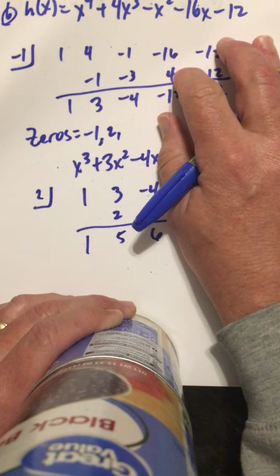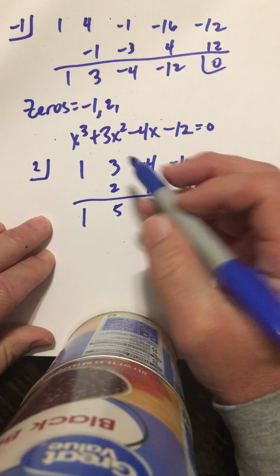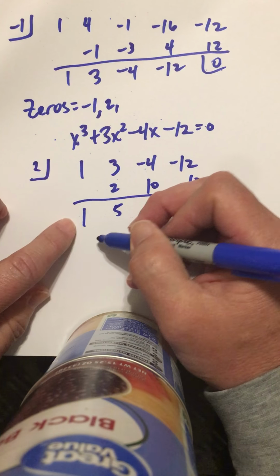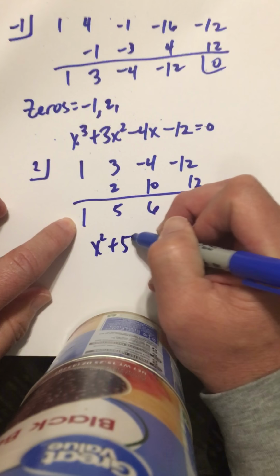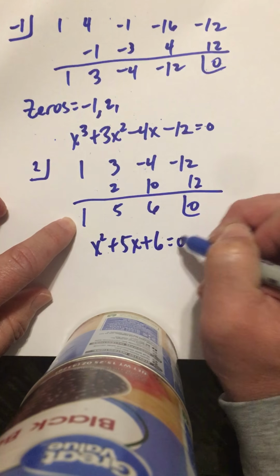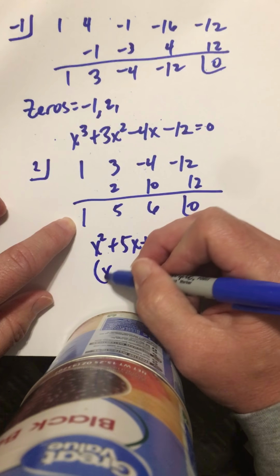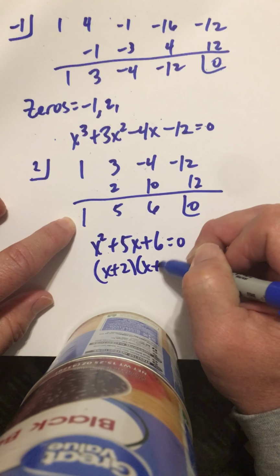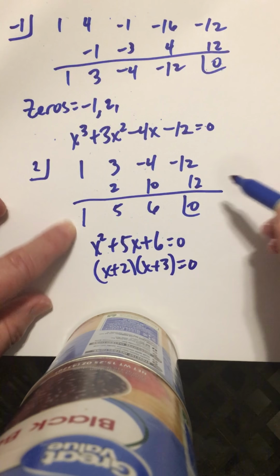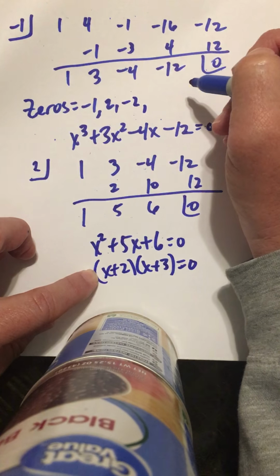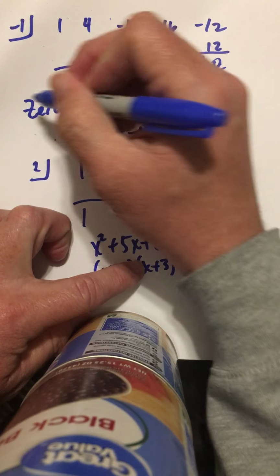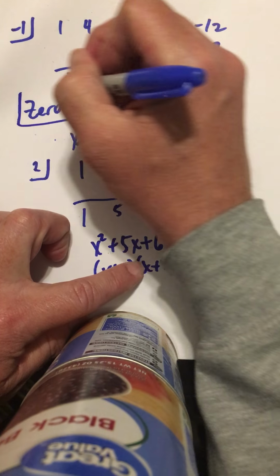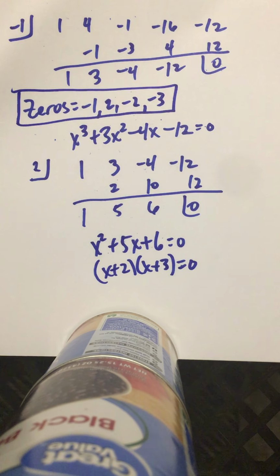To find the other zeros, that was x to the 3rd, so this is x squared plus 5x plus 6. Set it equal to 0 and solve. That factors nicely to be x plus 2 and x plus 3. So my other two zeros are negative 2 and negative 3. These are my 4 zeros for this function.